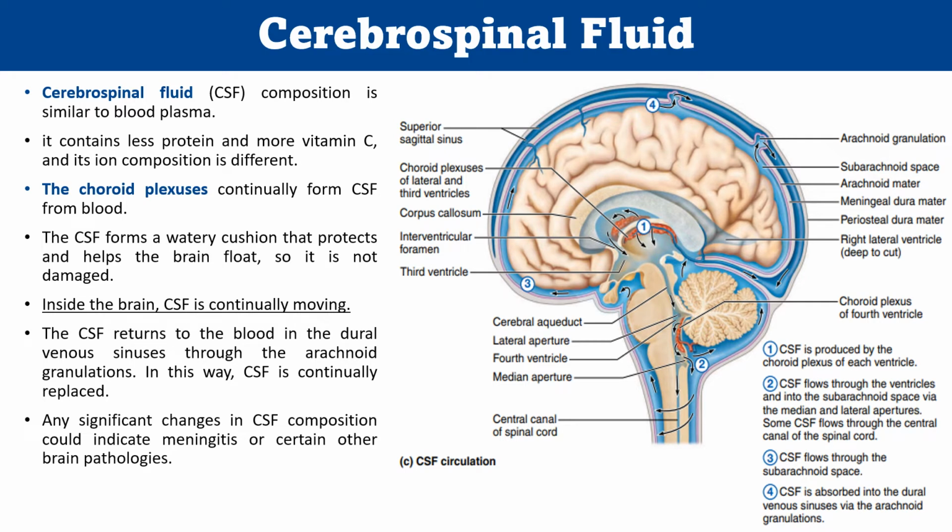The CSF returns to the blood in the dural venous sinuses through the arachnoid granulations. In this way, CSF is continually replaced. Any significant changes in CSF composition could indicate meningitis or certain other brain pathologies. A procedure called a lumbar spinal puncture can obtain a sample of CSF for testing.